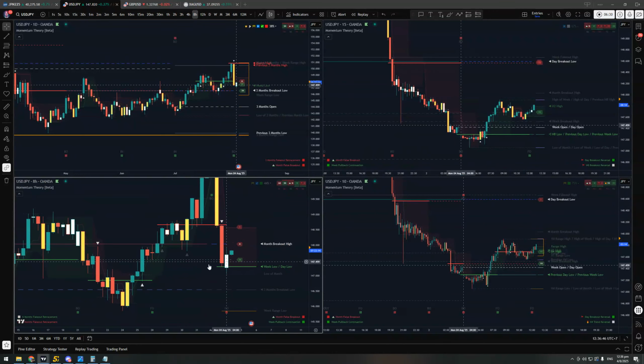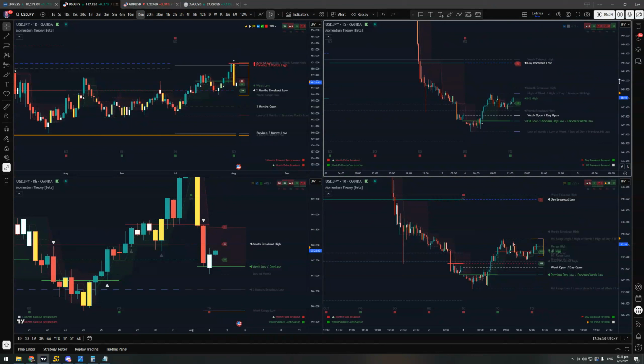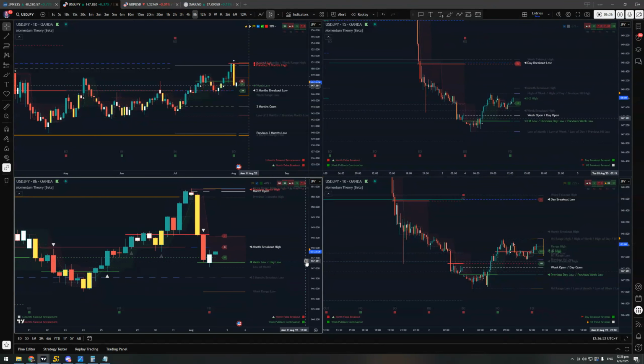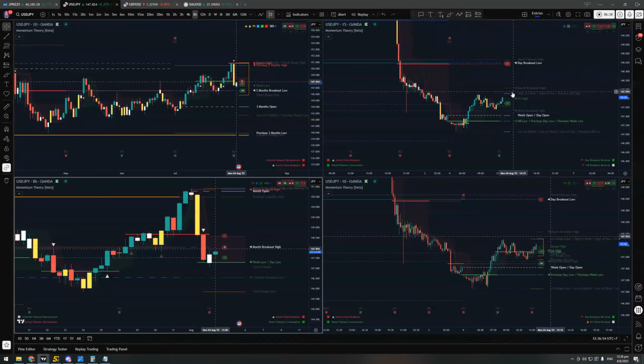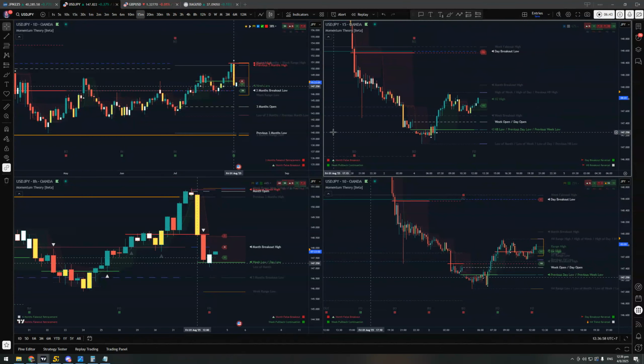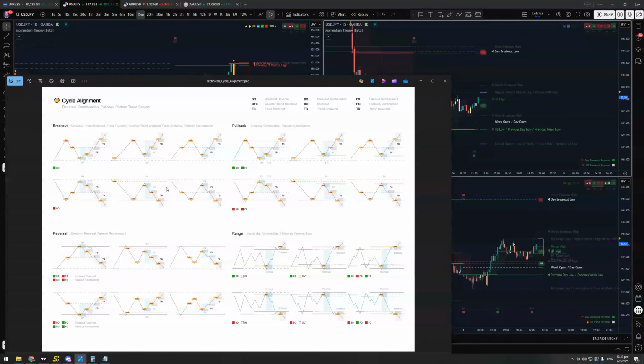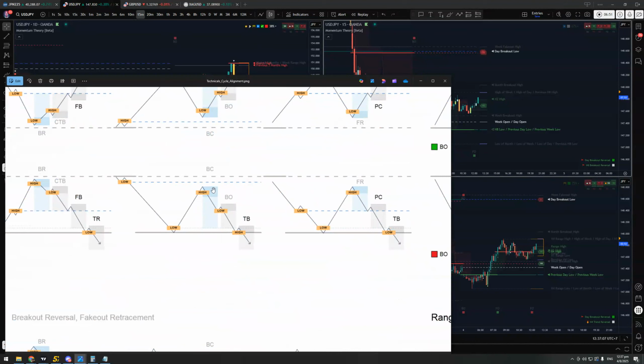On the H8, close bullish fake out. So this is the trend continuation move that I'd be looking for. I want to see price trigger that H8 high. And if it does that, I'd be looking for one of my cycle alignment patterns. And I can already see that it would be a breakout continuation move.